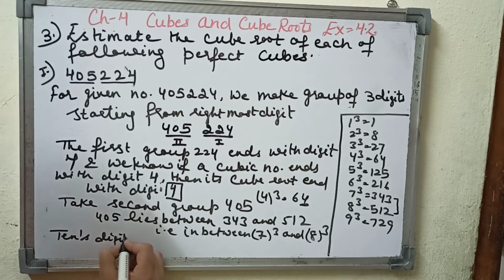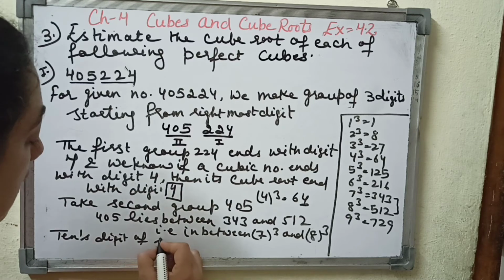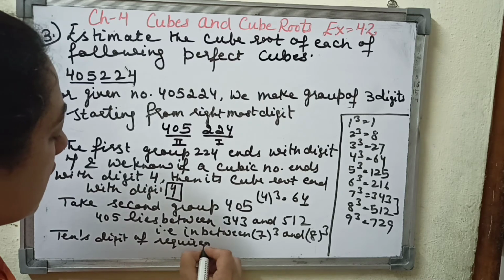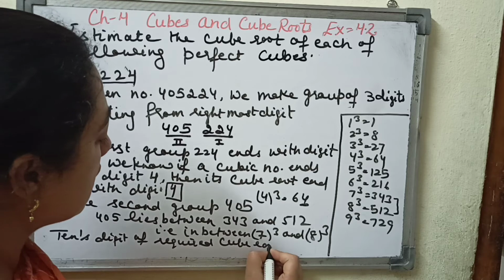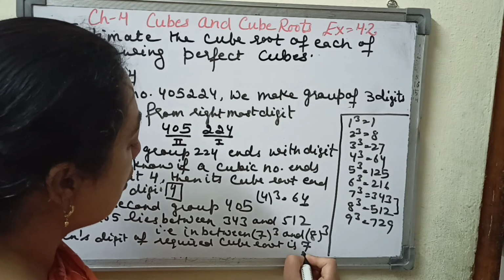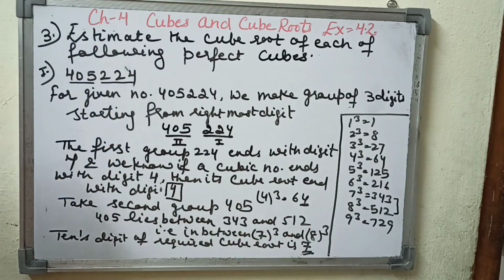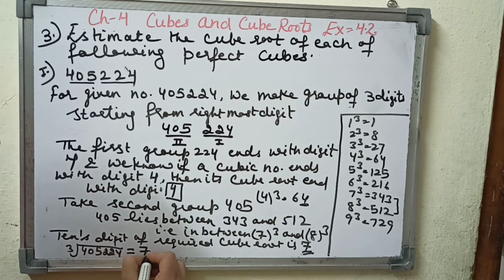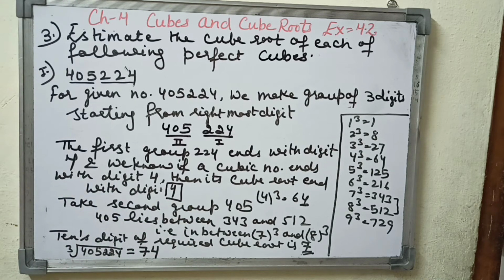Tens digit of required cube root is 7. You have to take the smaller number among these two numbers. So, cube root of 405224, the tens digit is 7, and the ones digit is 4. So, the cube root of 405224 is 74.